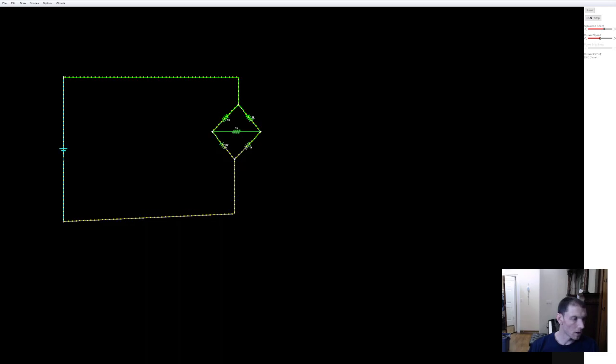So let's just do this. Let's edit the battery. I don't know, make it 10 volts. And then we're just going to go through and set these resistors. I'm going to make this one 1K, this one 2K, this one 3K, and we'll just keep going, 4K, and then the last one. So there you have it.